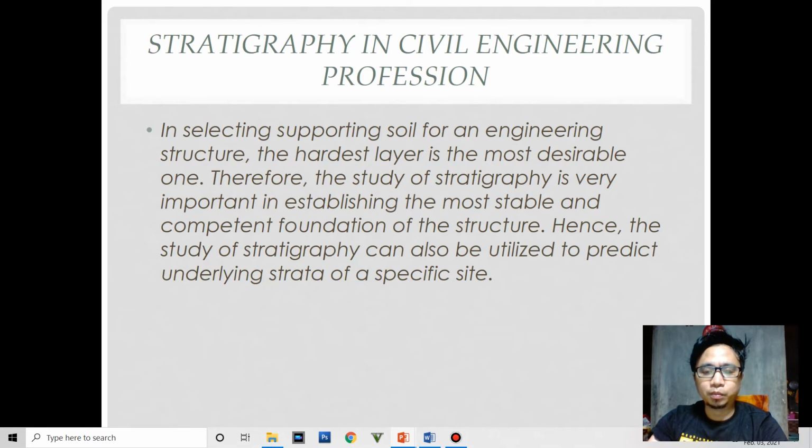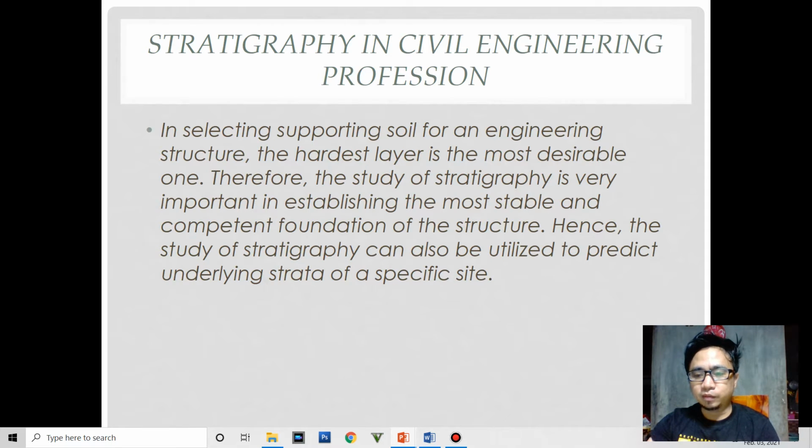Okay, whether you're putting a multi-story building on the land, or you're putting a bridge structure in the middle of the river, we really need to get the hardest point or the hardest strata, and that is why we really need to study stratigraphy. It is actually establishing the most stable and competent foundation of the structure. Hence, the study of stratigraphy can also be utilized to predict underlying strata of a specific site.